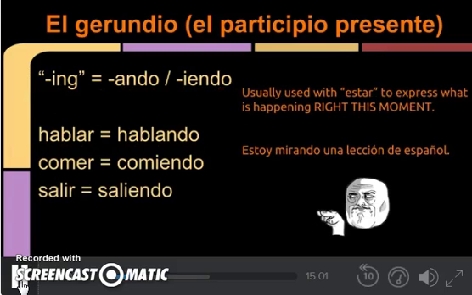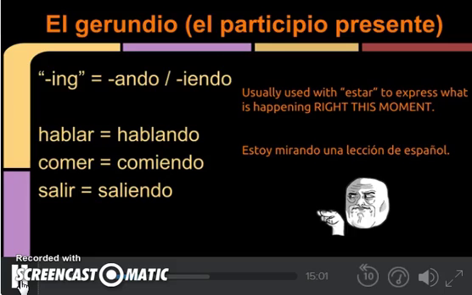Just to remind you, these rarely stand alone. You usually use them with estar. Sometimes you can use them with seguir or continuar, like keep on doing something. But it's only reserved for what is happening right this moment. So this is not used as much as it is in English. This goes back to a lesson that we had last January. So when we say, I'm watching a lesson in Spanish, that's what's happening right now. Estoy mirando una lección de español. So there's a review of the present participle.